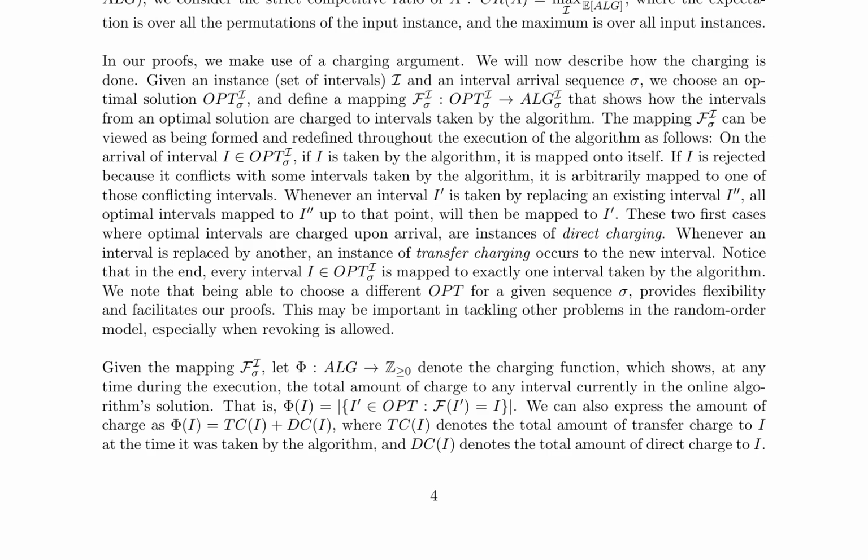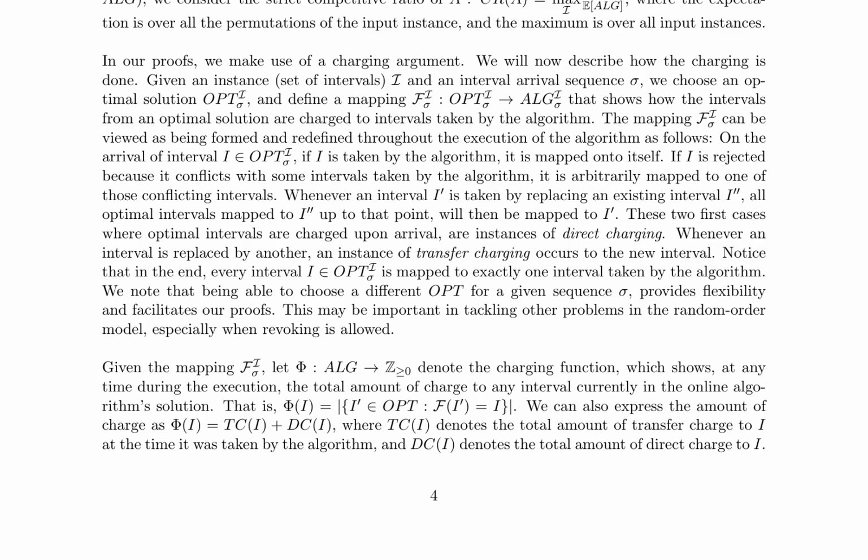The paper highlights the flexibility provided by choosing different optimal solutions for a given sequence, which facilitates the proofs and could be beneficial in tackling other problems in the random order model, particularly when revoking is allowed. Overall, this section provides a detailed analysis of the challenges and methodologies in optimizing interval scheduling algorithms under the random order model.